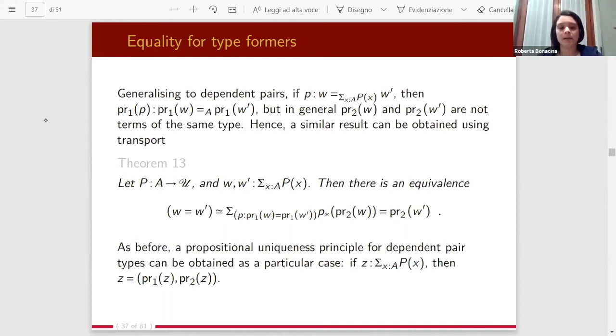Again, we have that a propositional uniqueness principle for dependent pair types can be obtained. And so we have that if Z is a term of a sigma type, then it is equal to the pair of the first projection of Z and the second projection of Z.